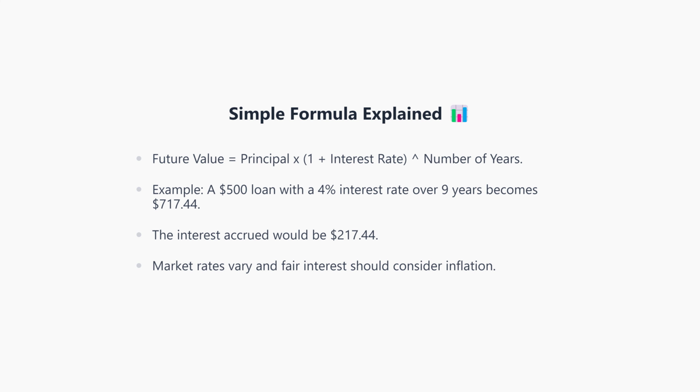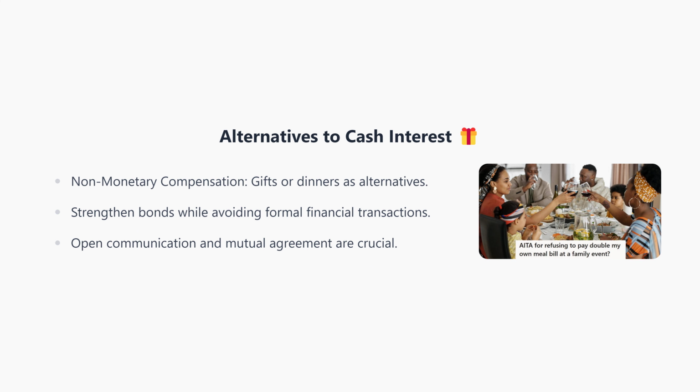It's vital to note that market interest rates vary, and calculating interest fairly should consider factors like inflation. Instead of cash interest, alternatives like gifts or dinners can maintain the spirit of the gesture without formal monetary transactions. This approach can help strengthen family bonds. However, open communication and mutual agreement are essential to ensure both parties are comfortable.